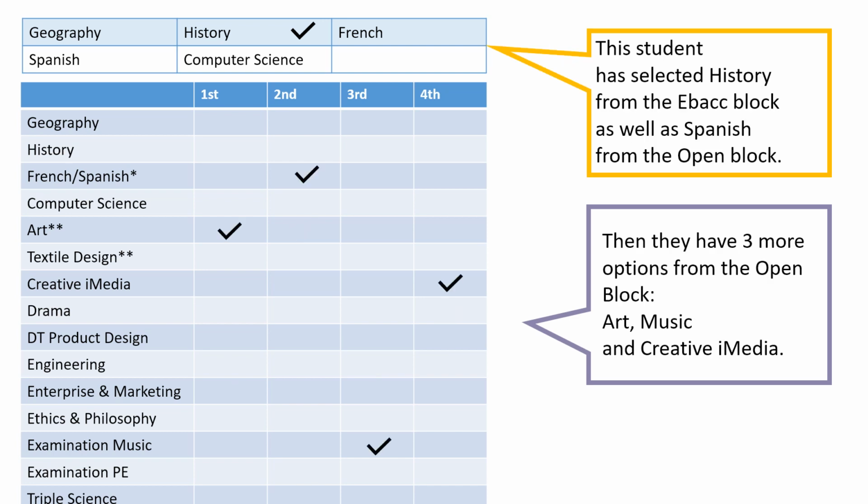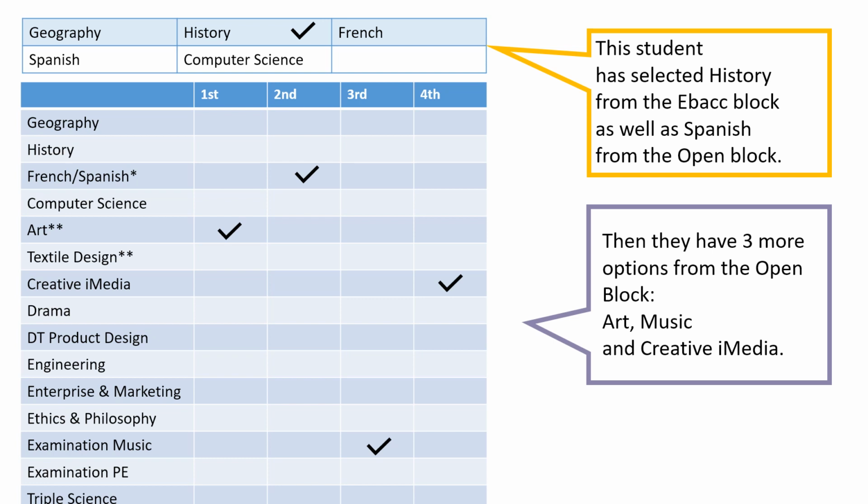On this option form, the student has selected history, but also on the option form has selected a language in the second box as well, and that means that they will be studying the full EBacc. And then they have made 3 other choices. As their first choice, they've chosen art, then the language is their second choice.